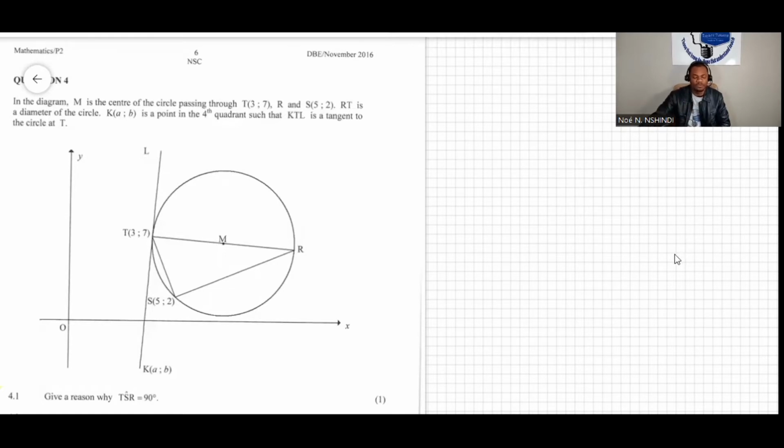Now, question 4.1, I'm going to write the question here. Question 4.1 says, give a reason why TSR is equal to 90 degrees. Well, we need to prove that TSR is equal to 90 degrees. There's a property that says something about the semicircle.